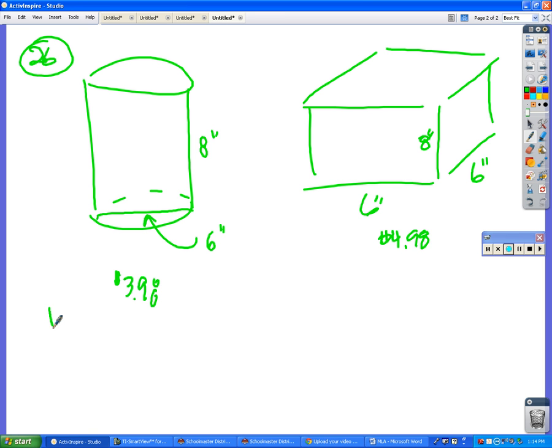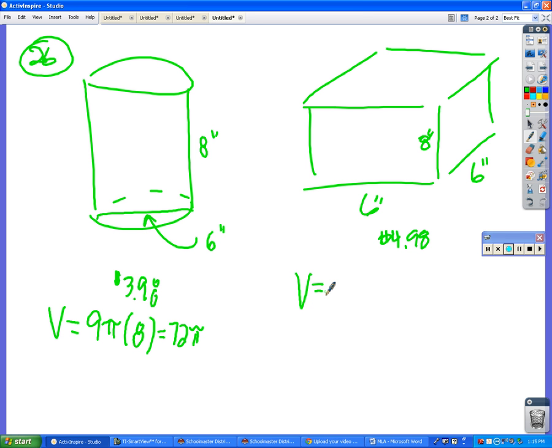So what's the formula for the volume of this cylinder? The area of the base times the height is correct. So what would the area of this base be? 9 pi, because the radius is 3, and 3 squared is 9. So I'm going to go 9 pi times the height of 8. So that comes out to have a volume of 72 pi.